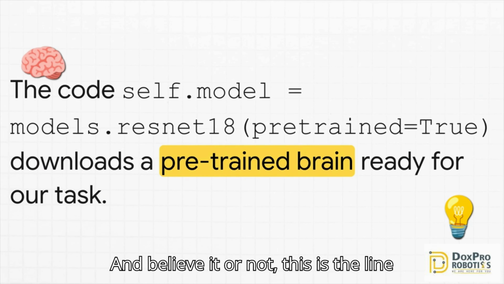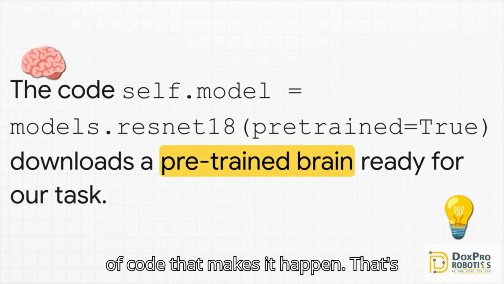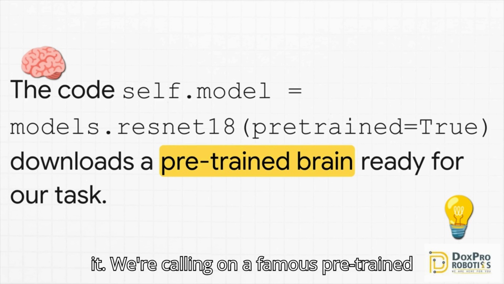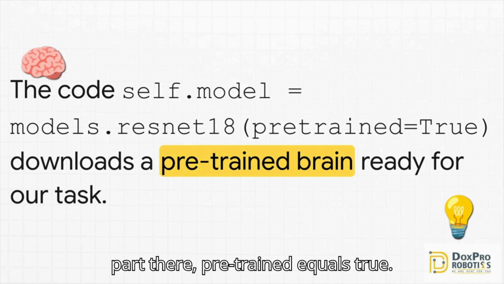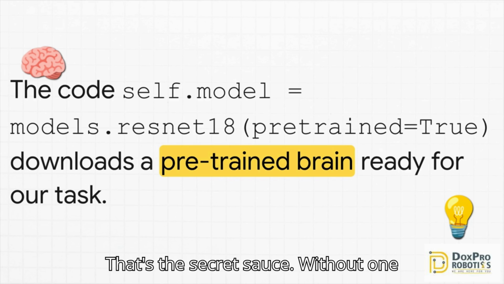And believe it or not, this is the line of code that makes it happen. That's it. We're calling out a famous pre-trained model called ResNet 18. And that little part there, pre-trained equals true, that's the secret sauce.